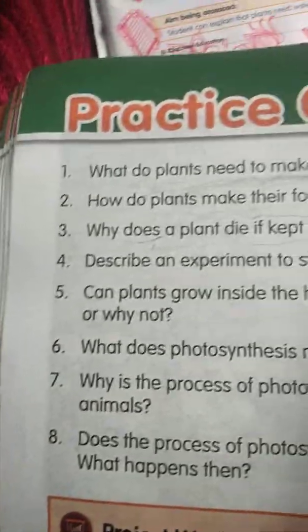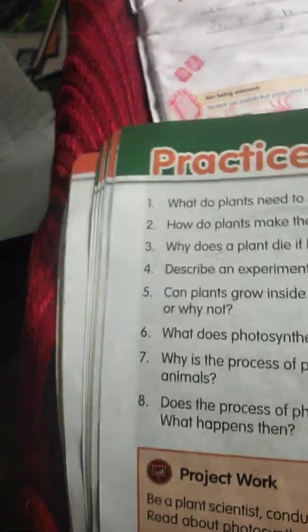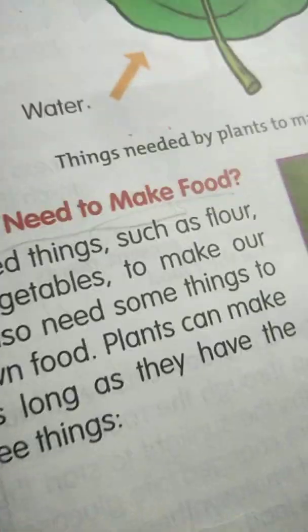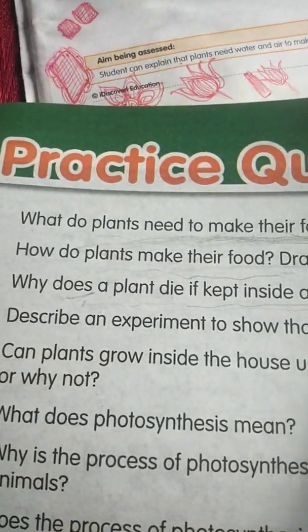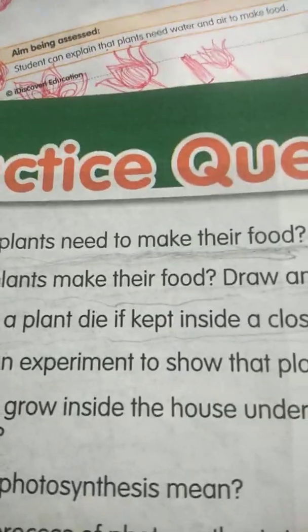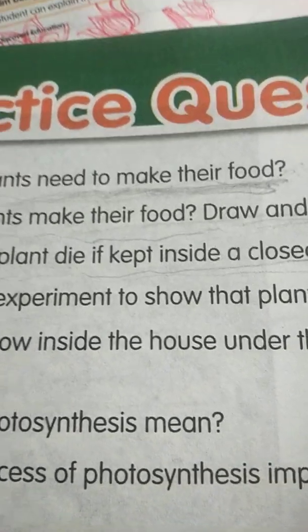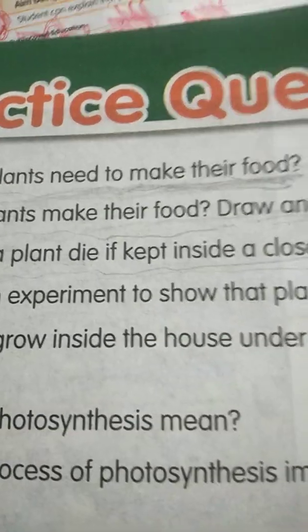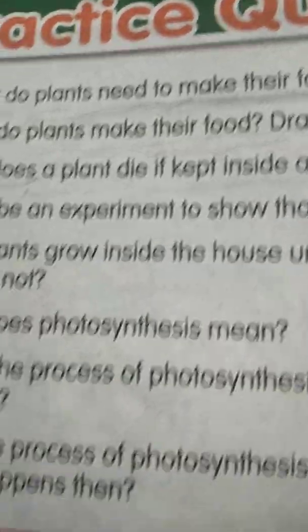So draw and explain means you have to draw this plant, children. Again I'm telling you, draw this plant and write this process for the second answer. For the third answer, you write from your experiment what answer comes for you. Why does a plant die if kept inside a closed box with no air? So when air is not there, the plant breathes, isn't it? Plant is a living thing. It breathes. So when the air is not there, it cannot make its food by photosynthesis. So naturally it will die. You write that answer. Okay.